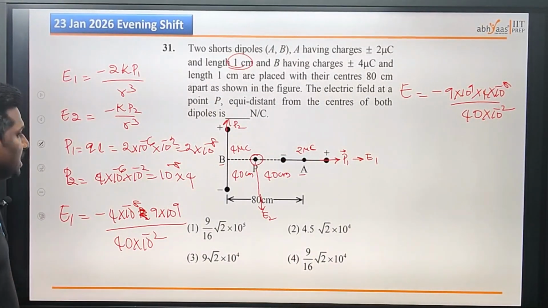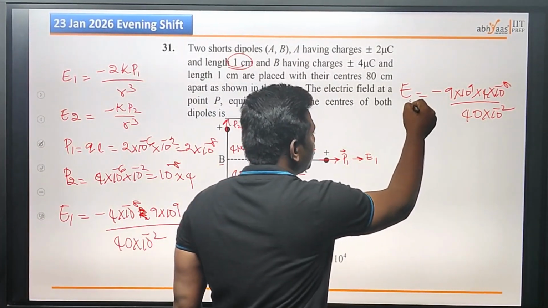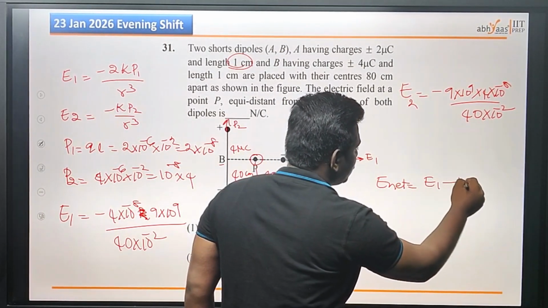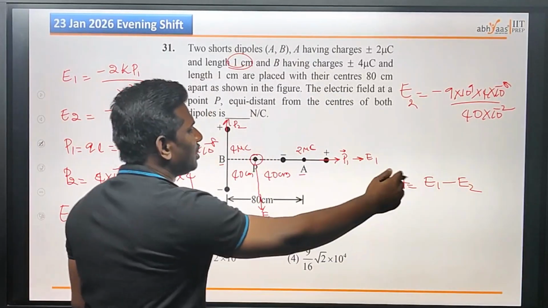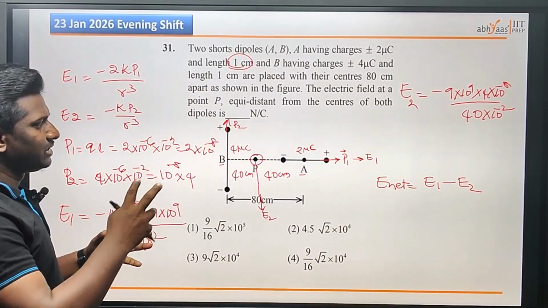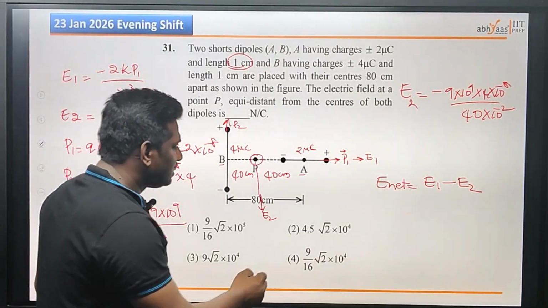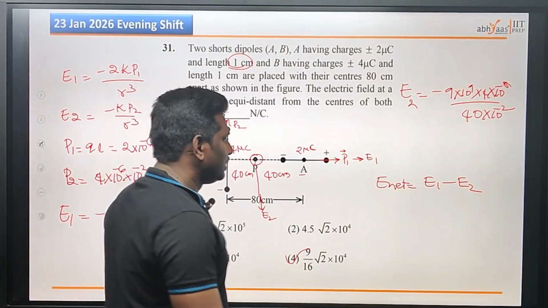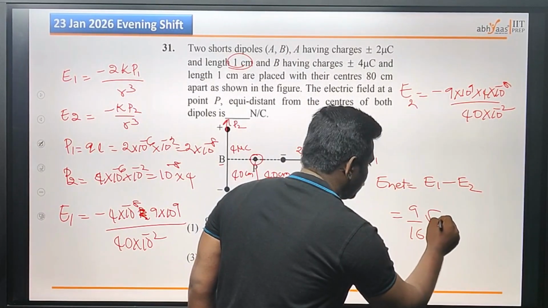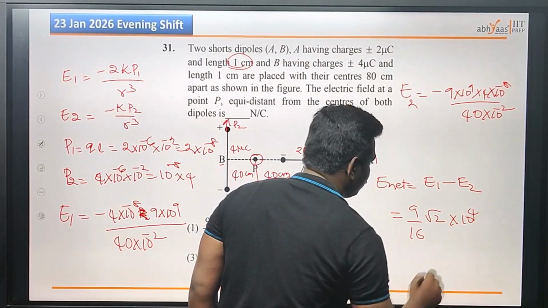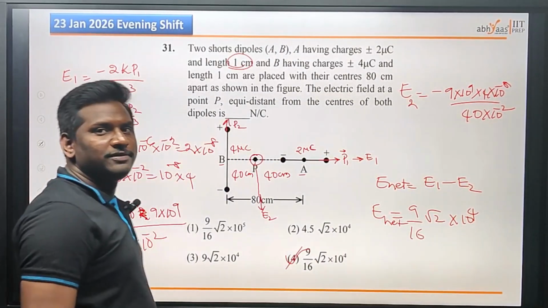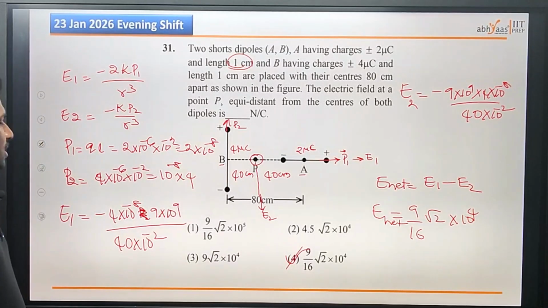If you want to find E net, so E net can be written as E1 minus E2. If you substitute the values and subtract, you will get the answer 9 by 16. E net can be 9 by 16 root 2 into 10 to the power 4. This is your E net value. Option 4 is the right answer. Next question, see.